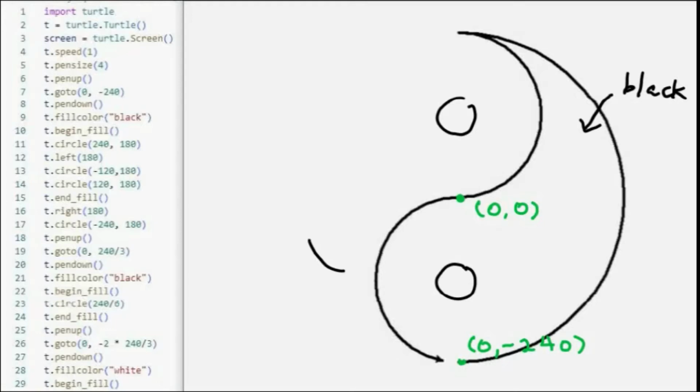Okay, let me start with command number two here. It's telling us that instead of using the whole word turtle, I'm just using the letter T so that I can write the commands easier. Okay, let's go to command number six.